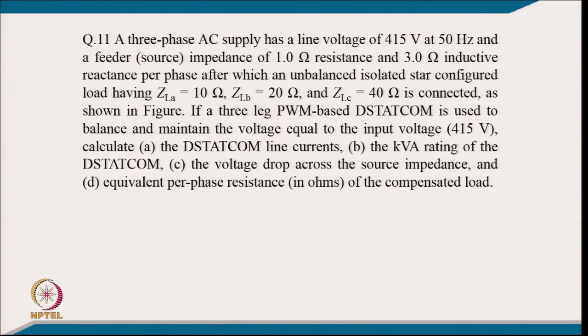Coming to another example, example 11. A 3 phase AC supply has a line voltage of 415 V at 50 hertz and a feeder impedance of 1 ohm resistance and 3 ohm inductive reactance per phase, after which an unbalanced isolated star configured load is connected. ZLA equal to 10 ohm, ZLB 20 ohm and ZLC 40 ohm is connected as shown in figure.